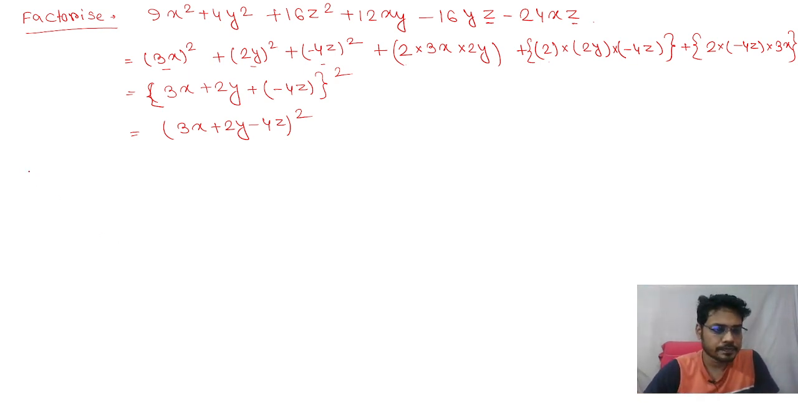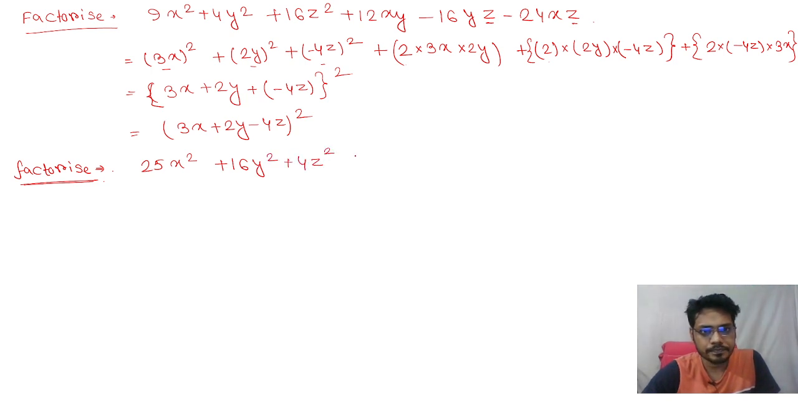Now next one, if it is given that factorize 25x square plus 16y square plus 4z square minus 40xy plus 16yz minus 20xz.